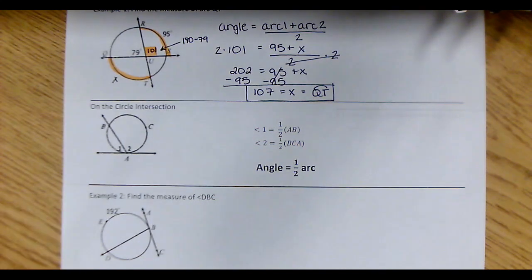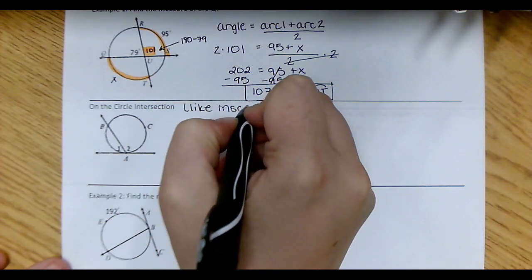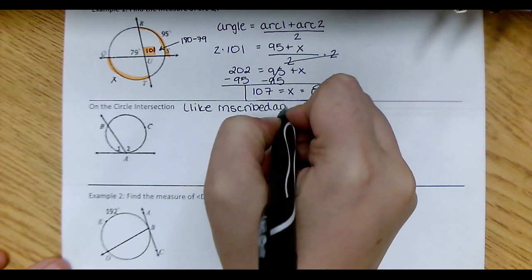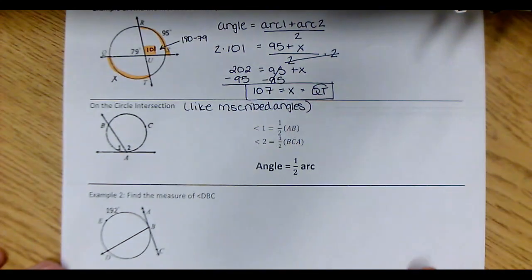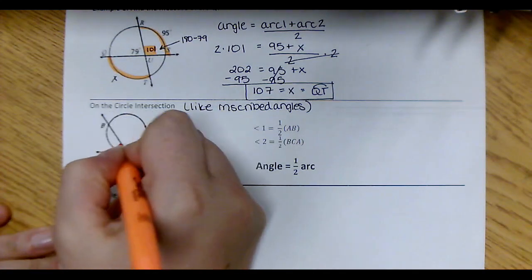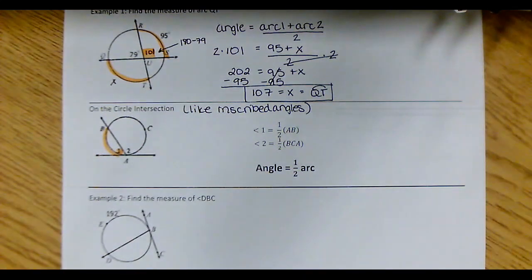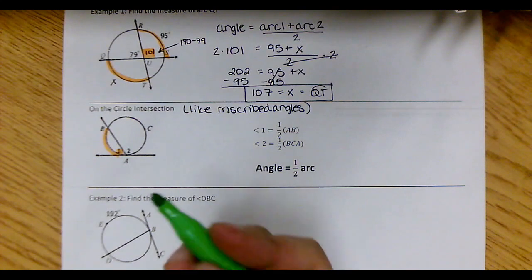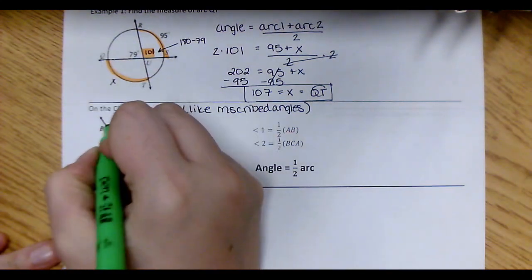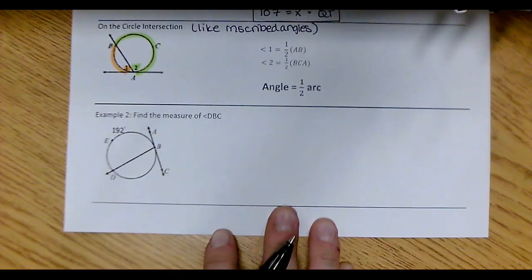So on the circle, intersections like this are like our inscribed angles. So what we're going to do if we want to find angle 1 is we're going to do half of the arc that goes along with angle 1. And if we want to find angle 2, we're going to do half of the arc that goes along with angle 2. So once again, really just like our inscribed angles. So let's look at an example of this.